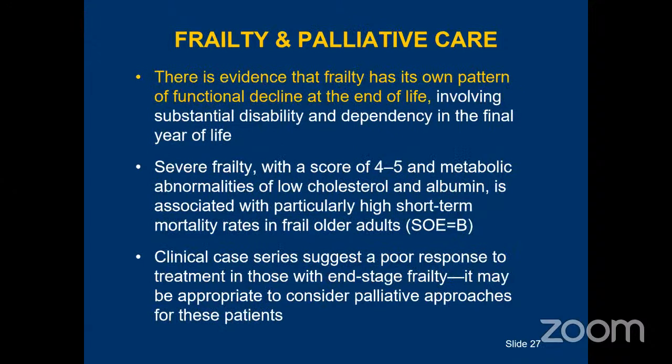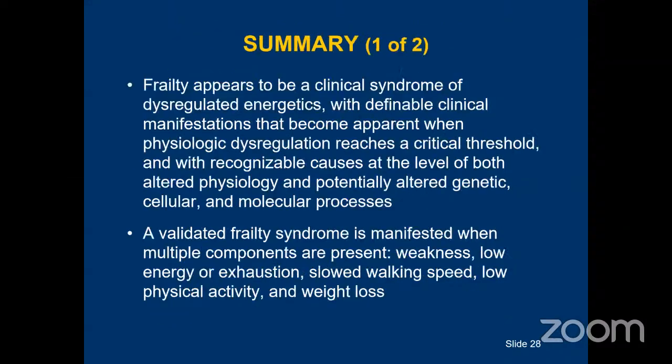So this is why we're going to talk now about palliative care, because we said they're a very severe form of frailty. There is evidence that frailty has its own pattern of functional decline at the end of life, involving substantial disability and dependency in the final years of life. Severe frailty with a score of 4 to 5 and metabolic abnormalities of low cholesterol and albumin is associated with particularly high short-term mortality rates in frail older adults. Clinical case series suggest a poor response to treatment in these patients, and that's why we might need to use palliative approaches in these patients.